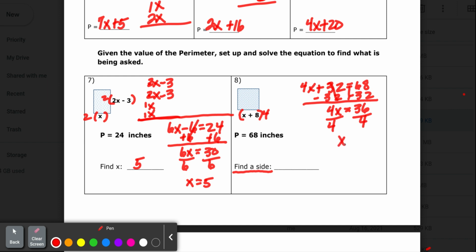And now we found that x is 9, but that's not exactly what they're asking. They want us to find the side. So the side is x plus 8. So we're going to put 9 in place of x. So 9 plus 8 gives us 17. And if you multiply 17 times 4, it will give you 68.